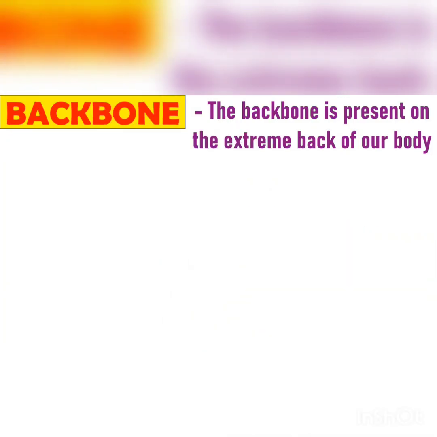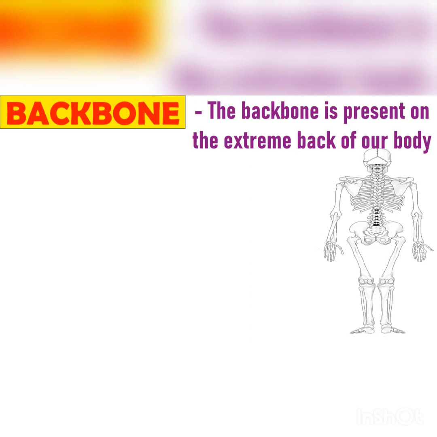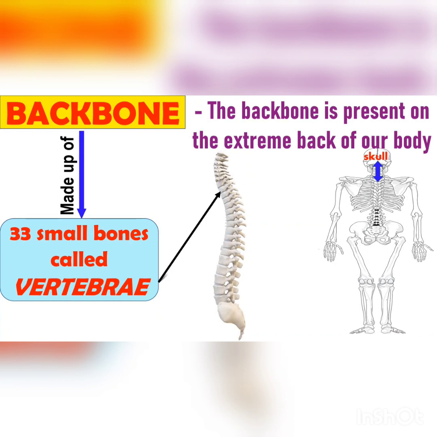Then comes backbone. Our skull is attached to this backbone. The backbone is a long bony structure and definitely provides support to the body. That's why we can stand straight with the help of this backbone, as you can see here. It is made up of 33 small bones called vertebrae. Each bone is known as vertebra of this backbone, and 33 small bones, they are called together as vertebrae.